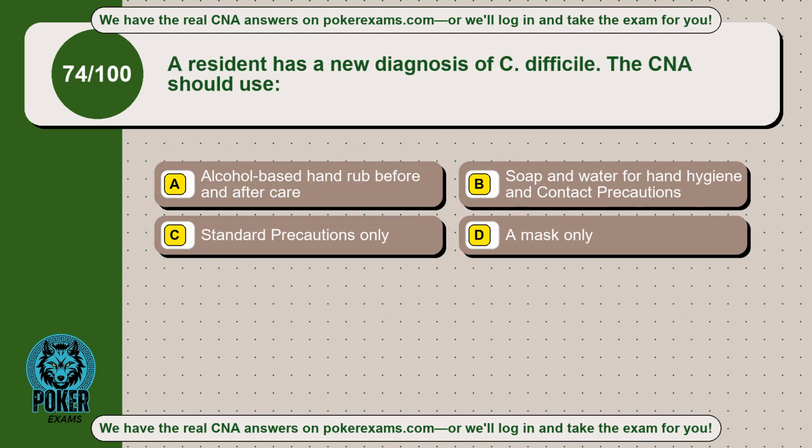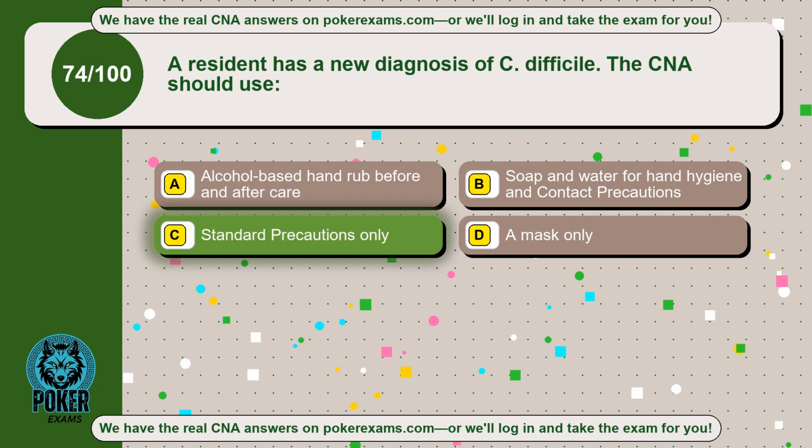Question 74. A resident has a new diagnosis of C. difficile. The CNA should use: Option A. Alcohol-based hand rub before and after care. Option B. Soap and water for hand hygiene and contact precautions. Option C. Standard precautions only. Option D. A mask only.